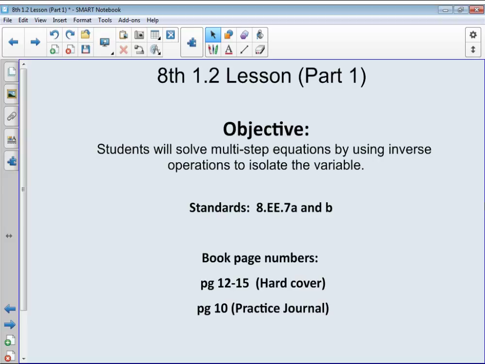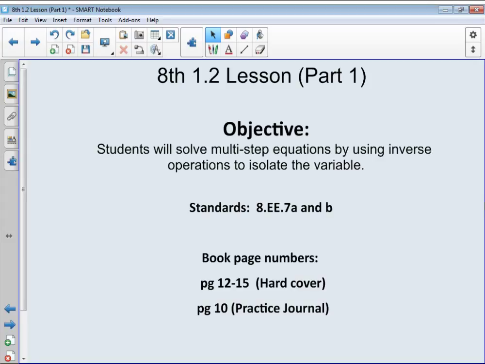Today's lesson is 1.2. I will be splitting this into part 1 and part 2. So part 1, students will solve multi-step equations by using inverse operations to isolate the variable. And remember, inverse means opposite. The standards that we will cover are 8.EE, 7.A and B.